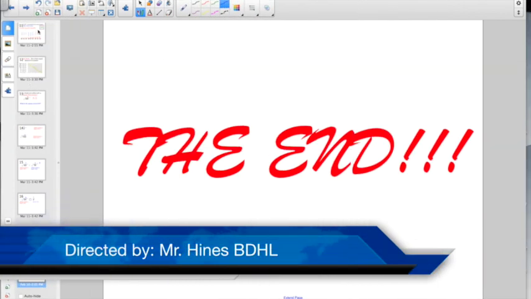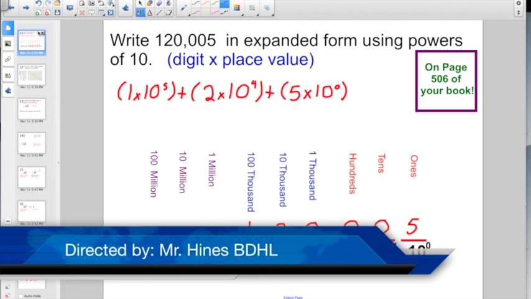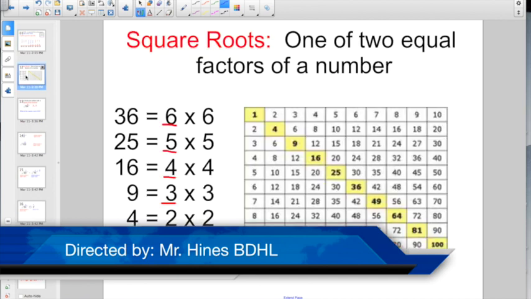You are definitely going to want to use your book, especially for the powers of 10 on page 506. And maybe you would also want to look at that square root chart that is also in your book. Okay, you're definitely going to want a scratch piece of paper for the Socrative quiz, and good luck.